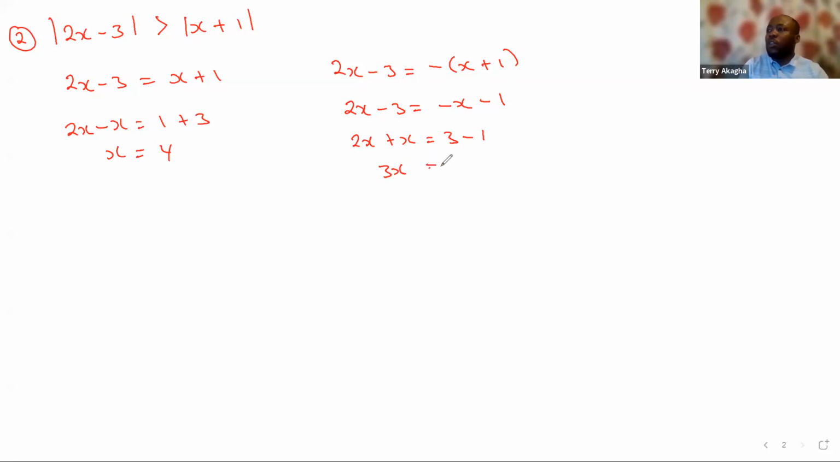And this is going to give you 2. So you now divide both sides by 3. And therefore, x is going to be equal to 2/3.